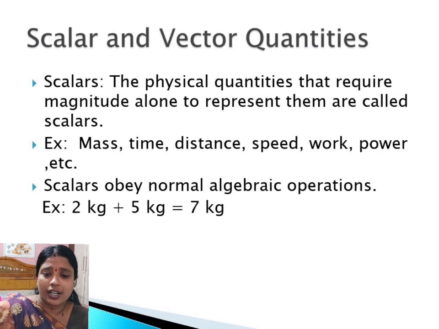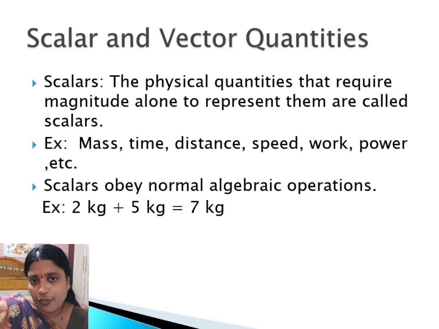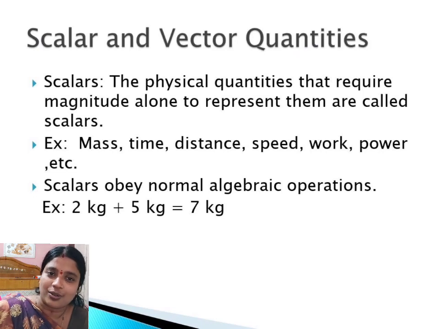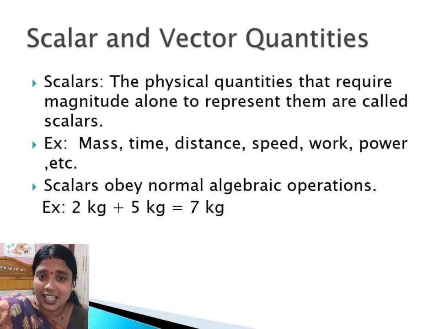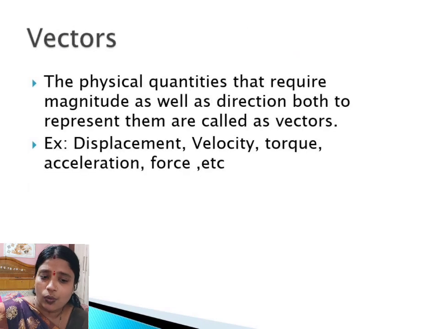And these scalar quantities obey the normal algebraic operations. Normal algebraic operations means 2 kg of potatoes plus 5 kg of potatoes will definitely be 7 kg. There is no other possibility. It cannot be negative 3 kg. Yes, such physical quantities are known as scalar quantities. Now let us see what vector quantities are. The physical quantities which require magnitude as well as direction both to represent them.